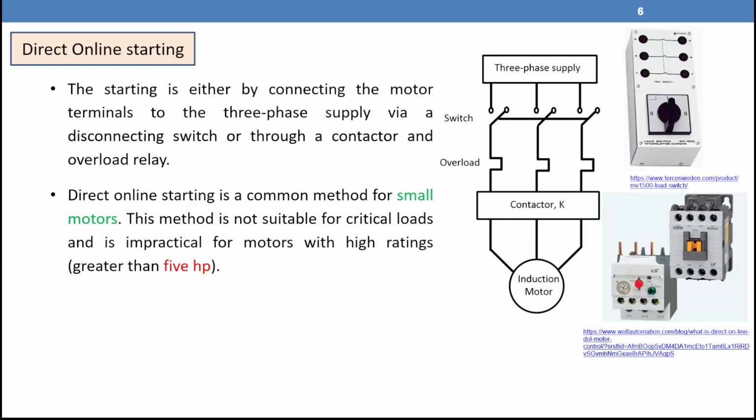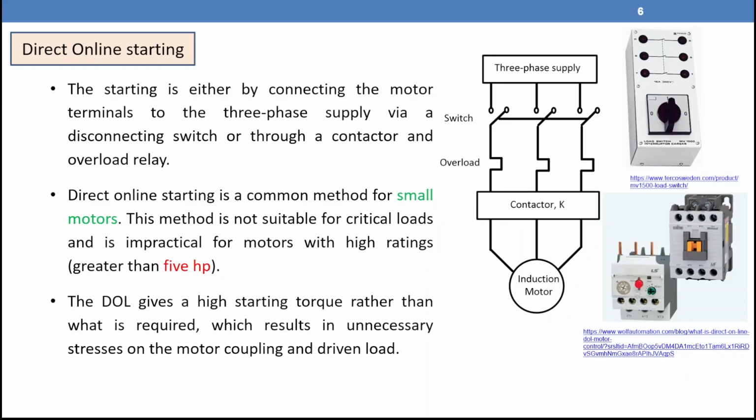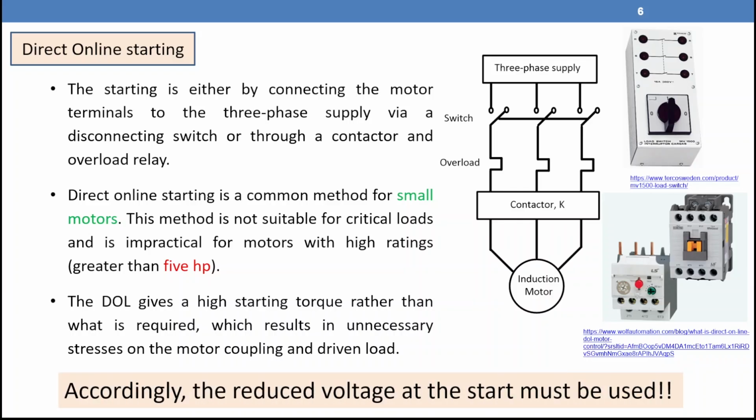But even if it's smaller than 5 horsepower, we cannot use this for critical loads or critical applications. For example, an elevator is start-stop, start-stop, which means that the motor is subjected to high stresses due to the starting action. Also, direct online gives a higher starting torque than what is required, and that results in unnecessary stresses to the motor coupling in the long run. So in conclusion, we need to reduce the starting current by reducing the starting voltage. We need another method or technique to start this motor.